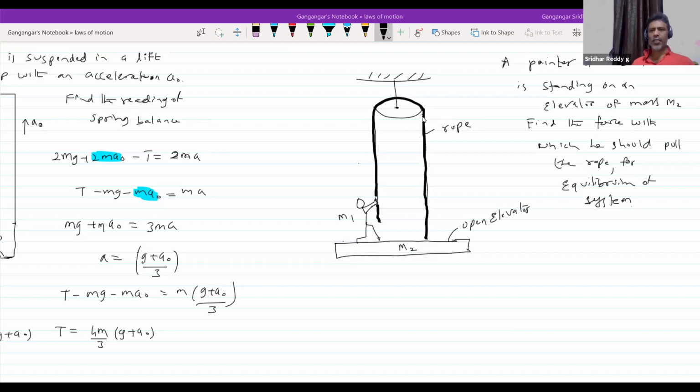Find the force with which you should pull the rope for equilibrium of the system. So altogether, the person in the elevator should not move, it should be at rest here. I'll write it as rest, so it'll be very easy for you. Okay, now see this one. This is the painter. If he wants to move up, you pull the rope. If he wants to slide down, you pull the rope. This is one mechanism, widely used here.